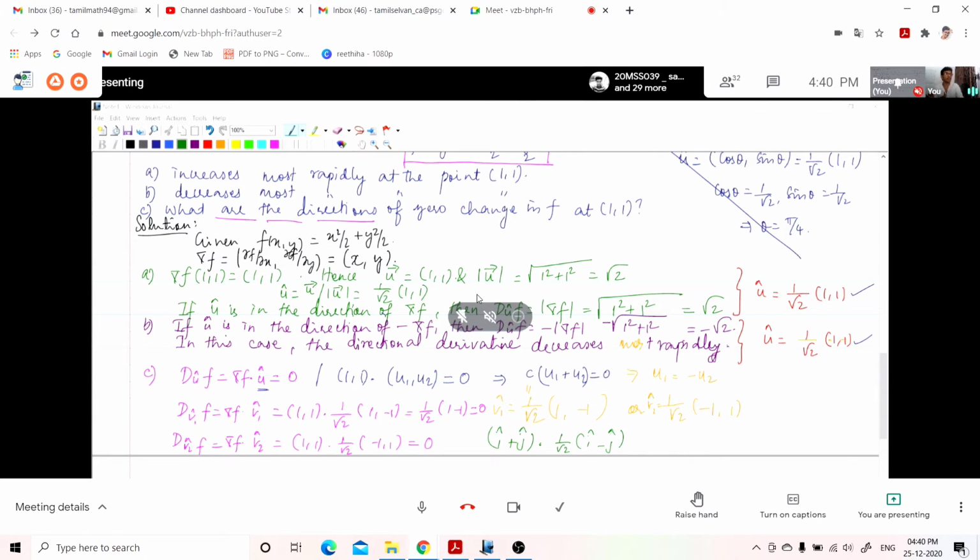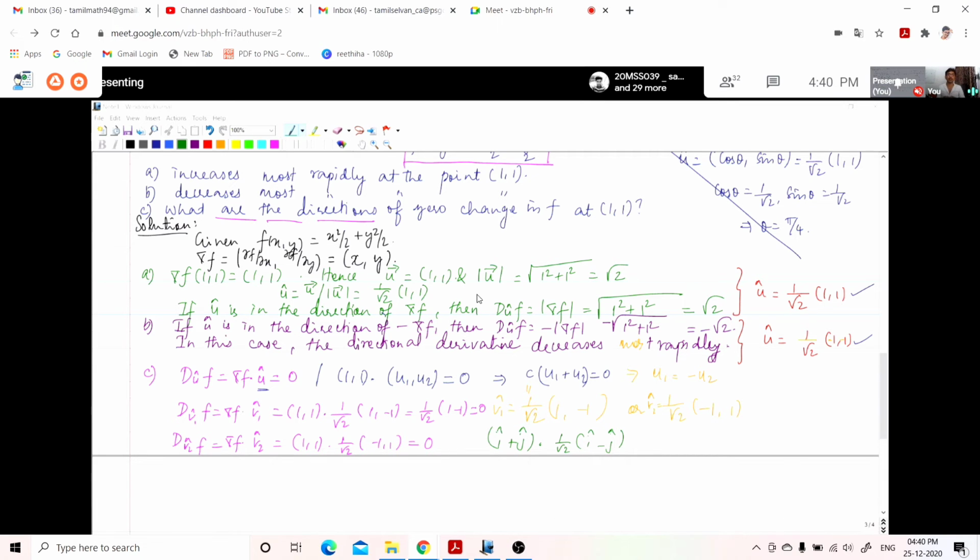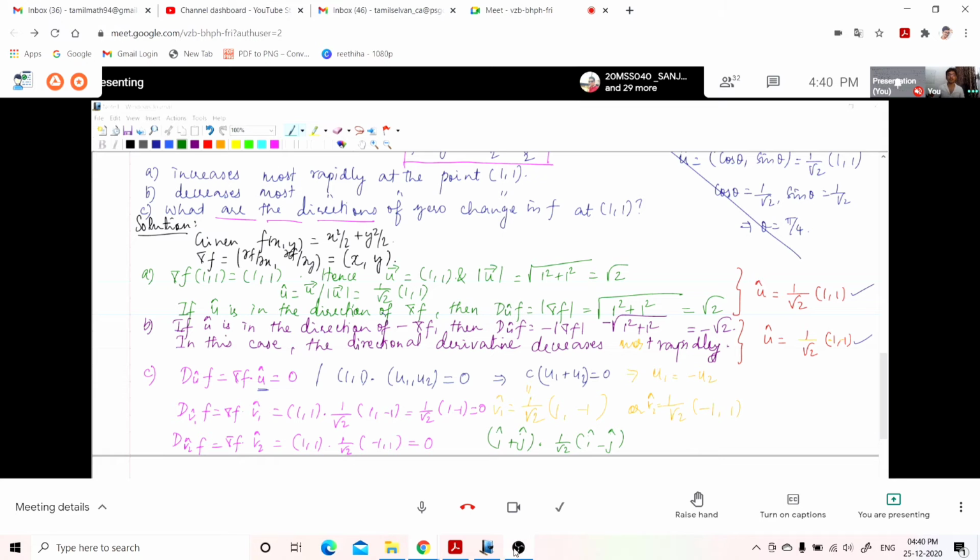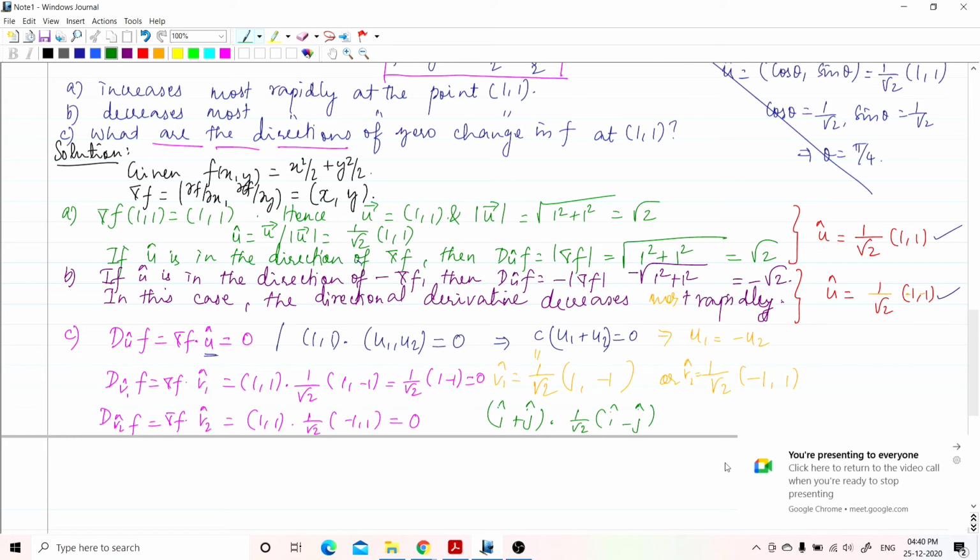So every time it is not necessary to write the vectors in vector notation. They may be written in coordinates as well. If it is written in coordinates, we will have to perform accordingly.